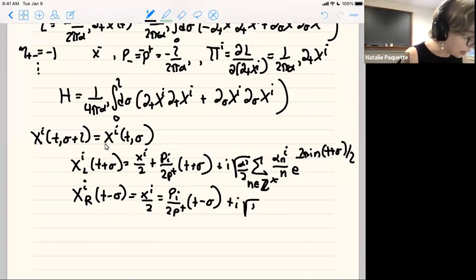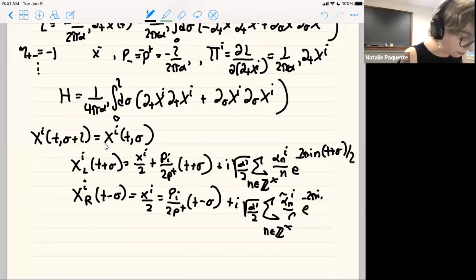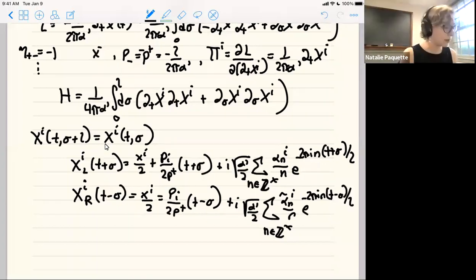And we also have an infinite tower of oscillator modes. One set for the left movers and one set for the right movers. And so far, they're completely independent. The periodicity of the string ties the momenta together, but the oscillators are just two independent sets of decoupled oscillator modes.